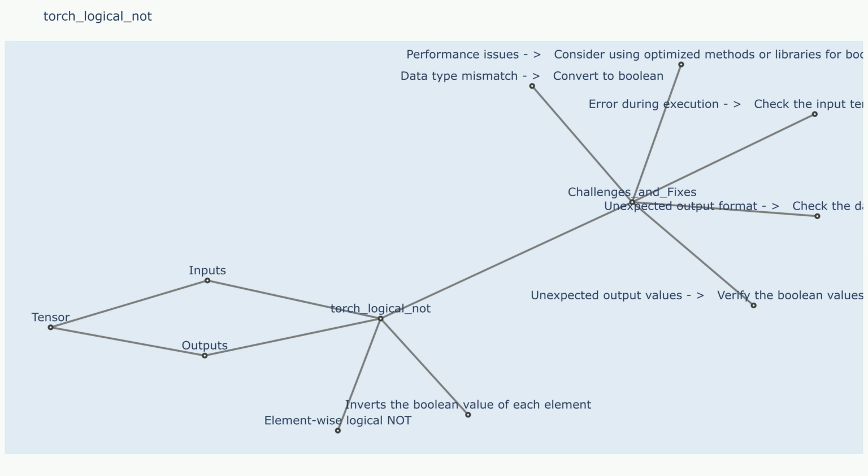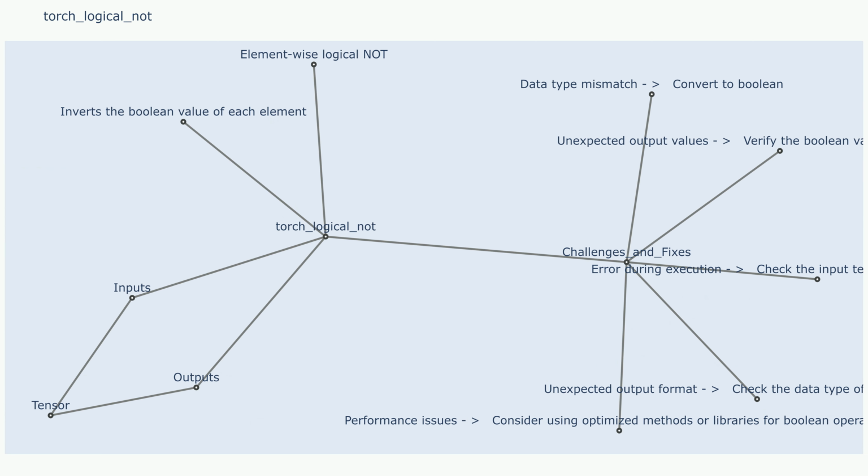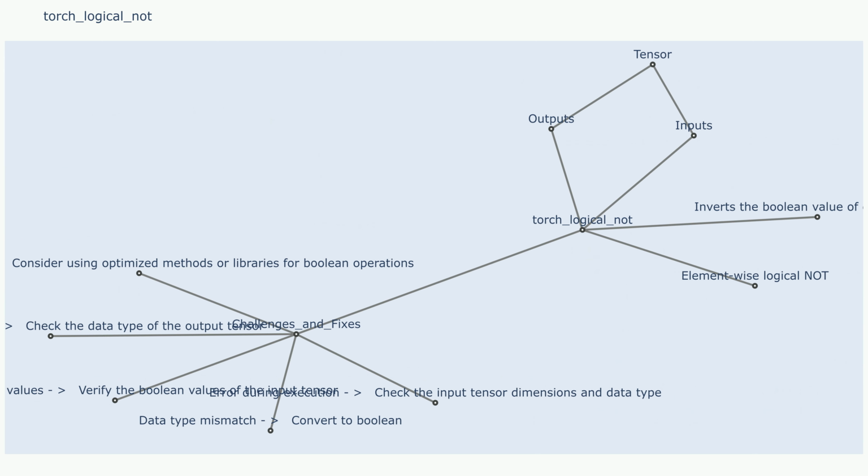torch.logical_not. Description. The torch.logical_not function performs the logical not operation on a tensor. Element-wise, it inverts the truth value of each element in the input tensor. Inputs. Input 1: input, a tensor of any supported data type. It represents the input for the logical not operation.